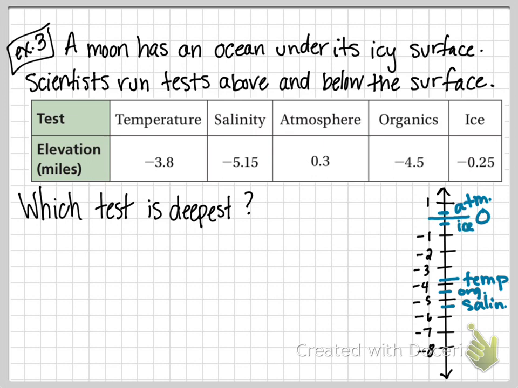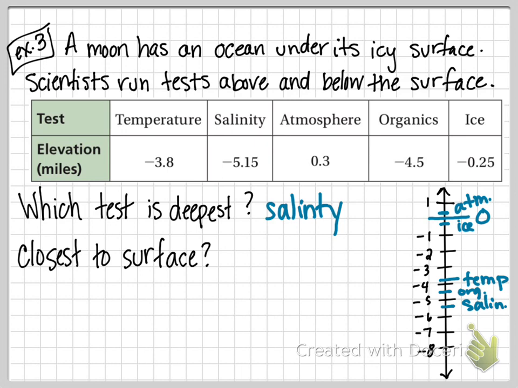Okay, so which test is run deepest in the water? Tate? Salinity. We can see this on our number line. How would you say that in terms of absolute value? Why is salinity the deepest? Modibo? Salinity is the deepest because it's basically longer than any of the others. Yes. How would you say that in terms of absolute value? Drew? It's the farthest away from 0. It's the farthest away from 0, right? It has the greatest absolute value. And it is the farthest from 0 in a negative direction, right? So it's the deepest test.